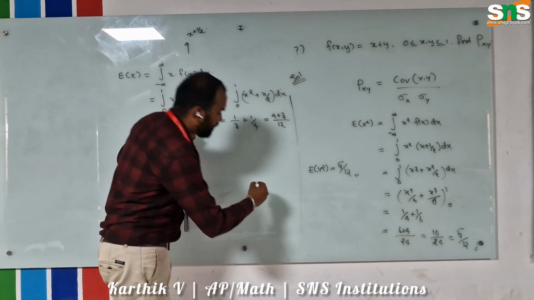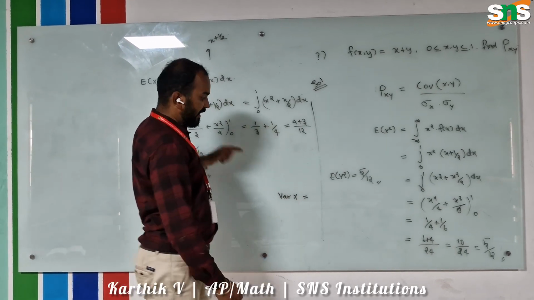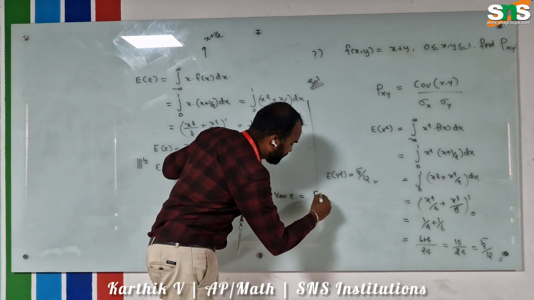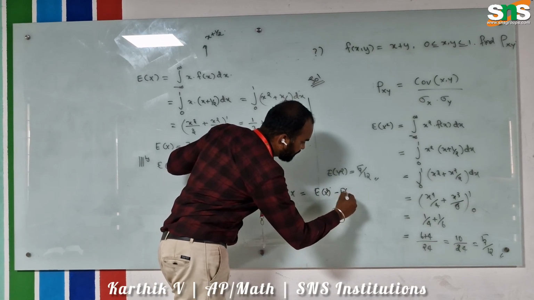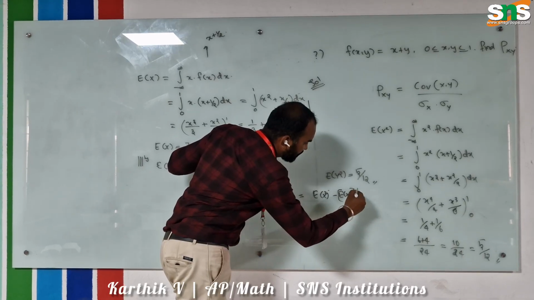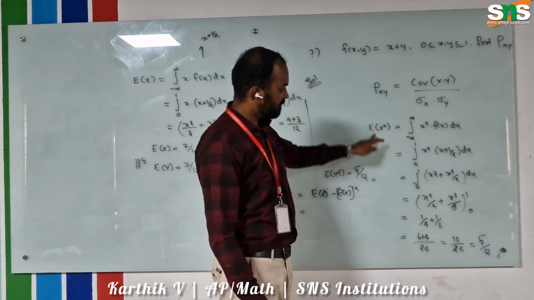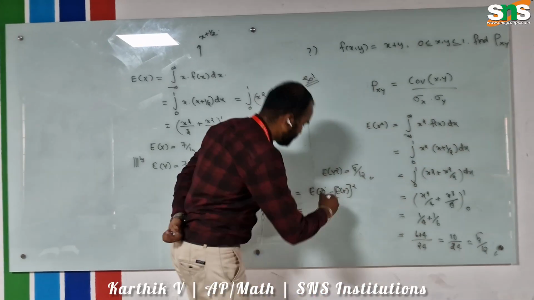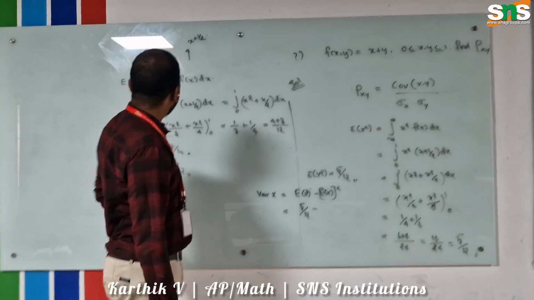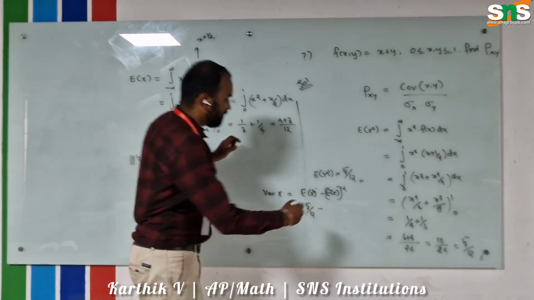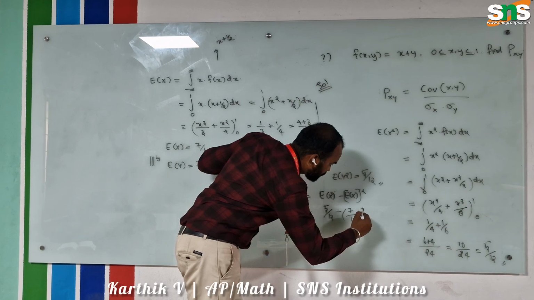Next step is we have to find variance of x. Variance of x formula is E of x square minus E of x the whole square. See, E of x square is 5 by 12. E of x the whole square. E of x value is 7 by 12. 7 divided by 12 the whole square.